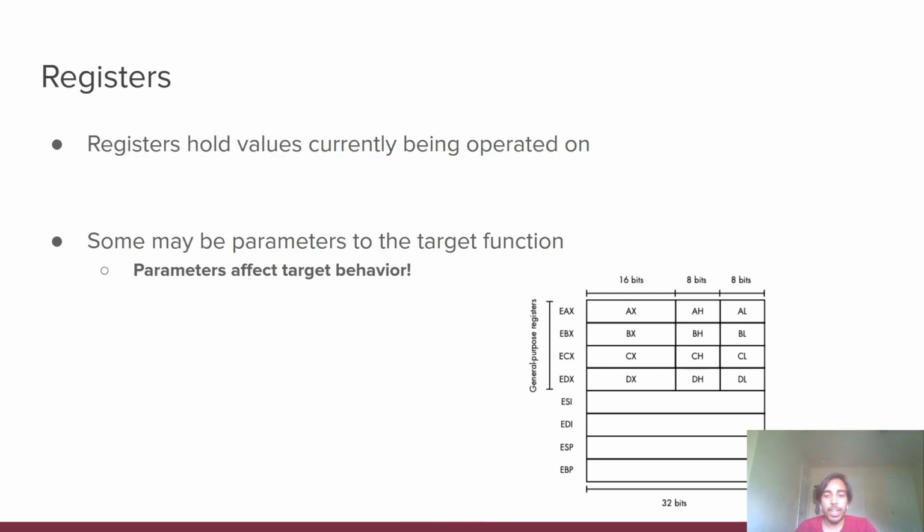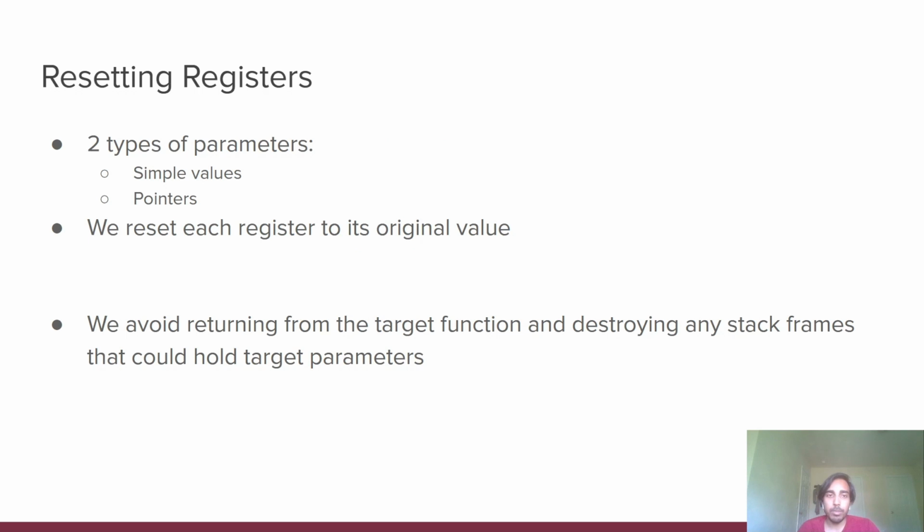Now the next state that we look at is the registers. Registers are one of the most important states that need to be reset. These hold values that are currently being operated on. A special register also holds the instruction pointer, and the stack pointer and the base pointer are also technically registers themselves. Some of these registers may be parameters to the target function that we're trying to fuzz. And as we all know, parameters affect target behavior, thus it is of utmost importance to restore these registers to their original value.